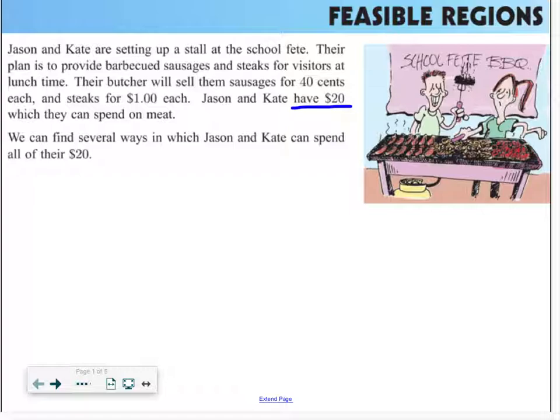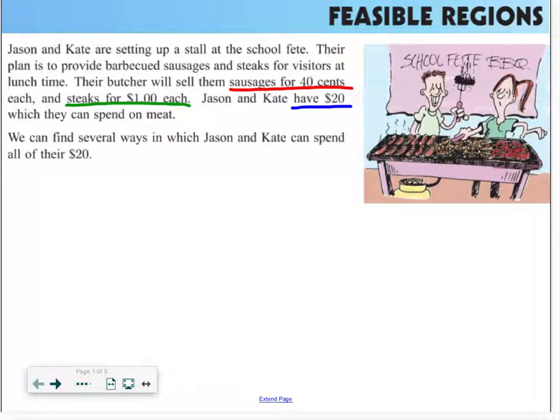As they're going there, they decide that they're going to buy two different meat options for their barbecue. They go to their butcher and they get a price. So the butcher gives them a quote. The first thing they say is sausages they can get for 40 cents a piece, and steaks they can get for $1 a piece. Okay?